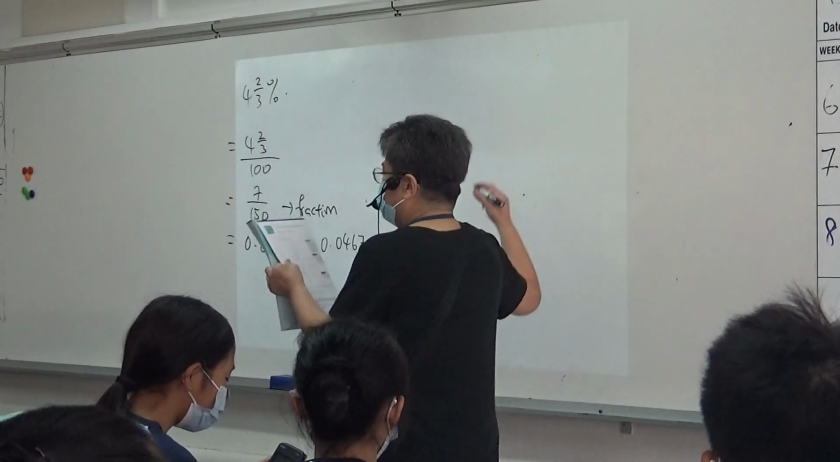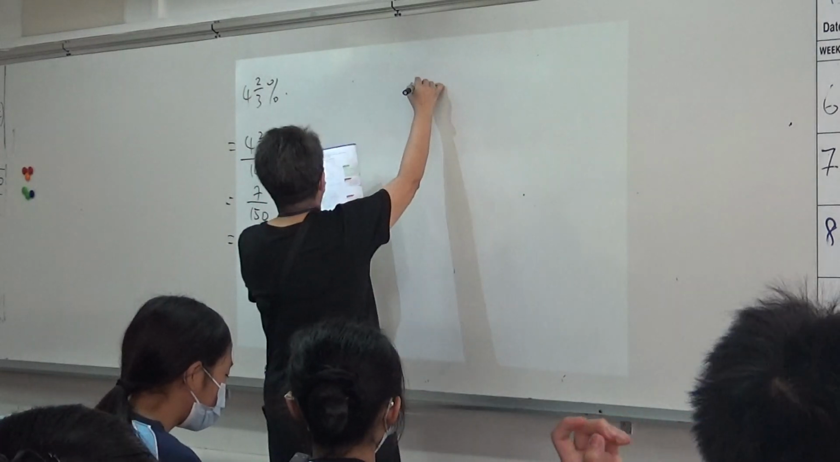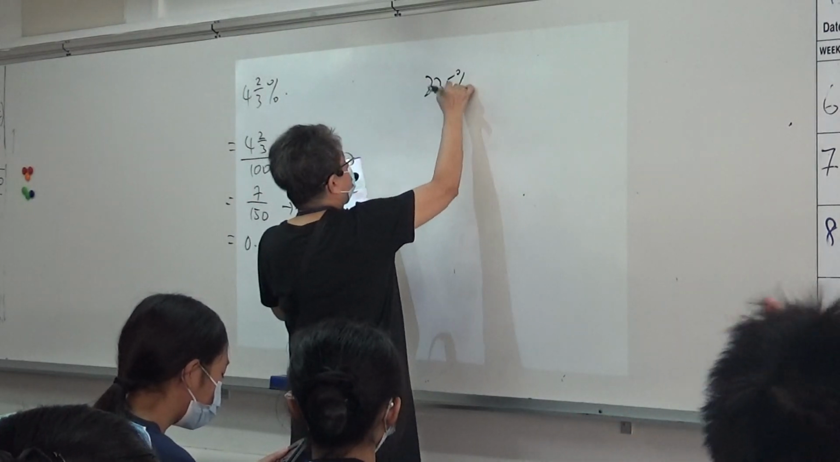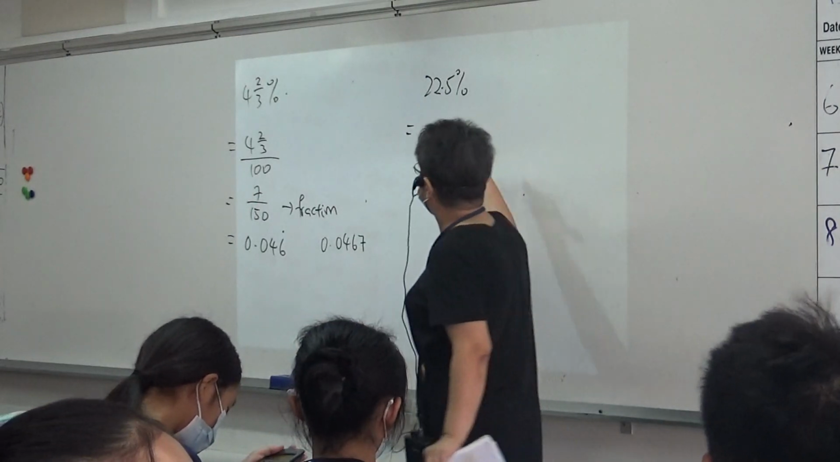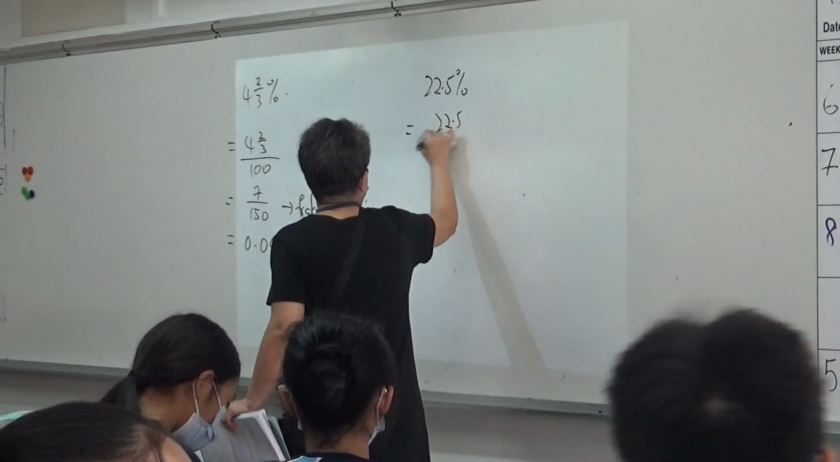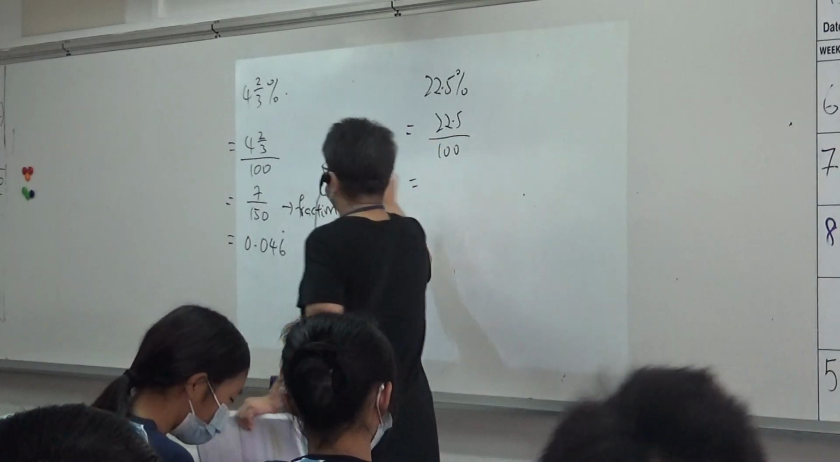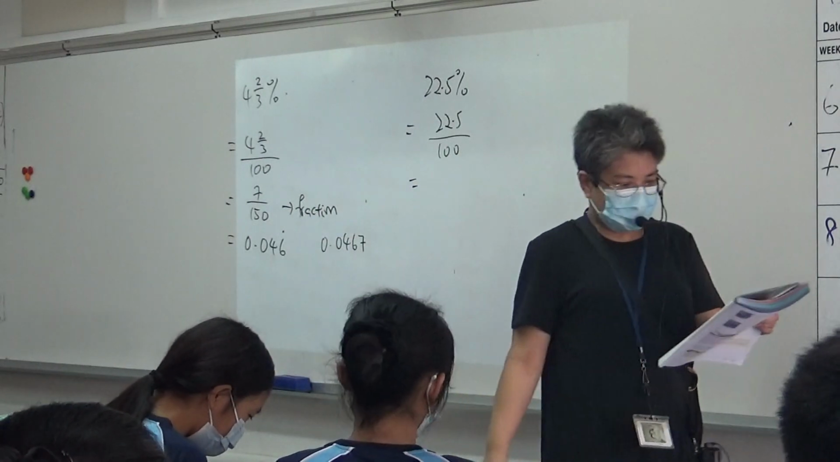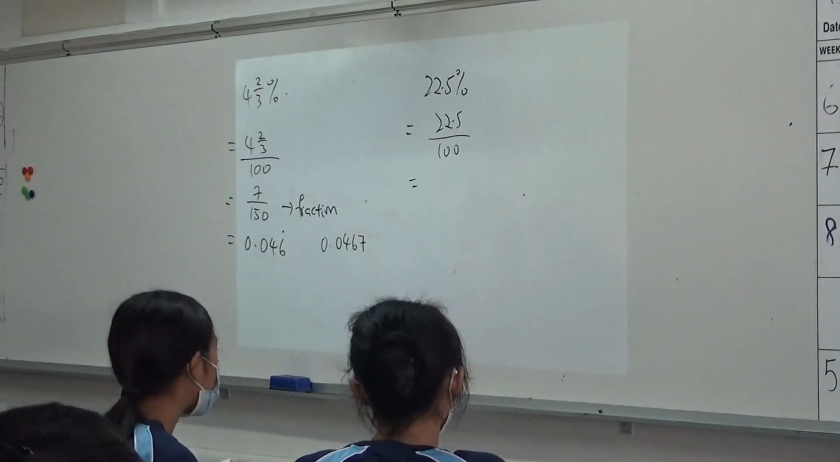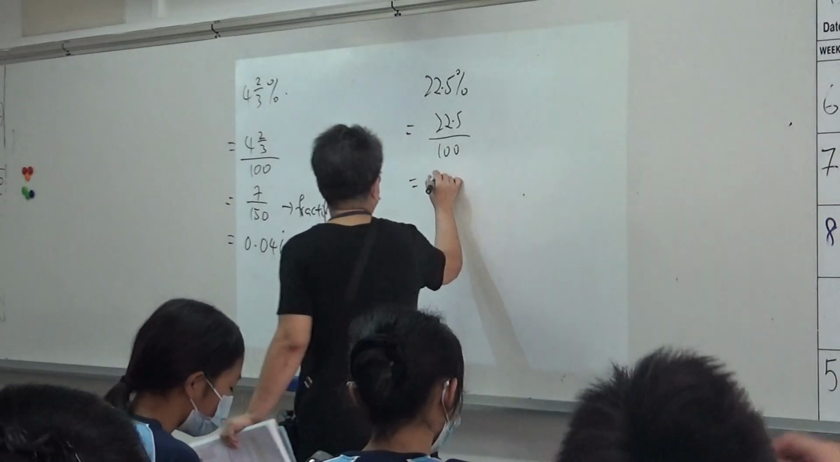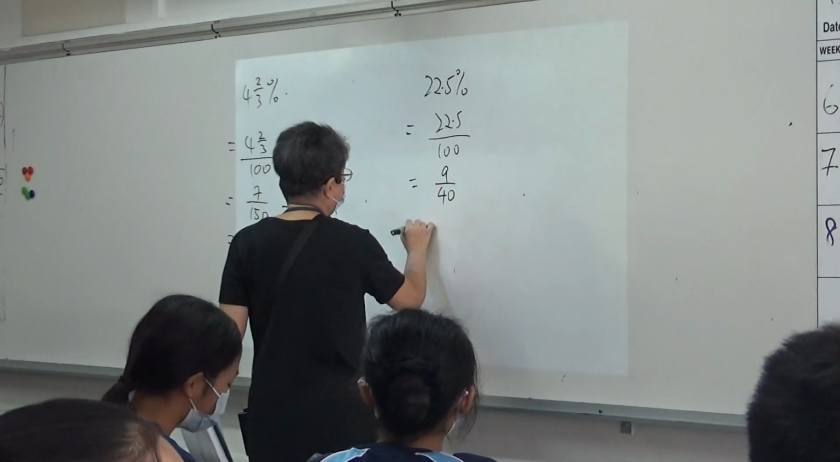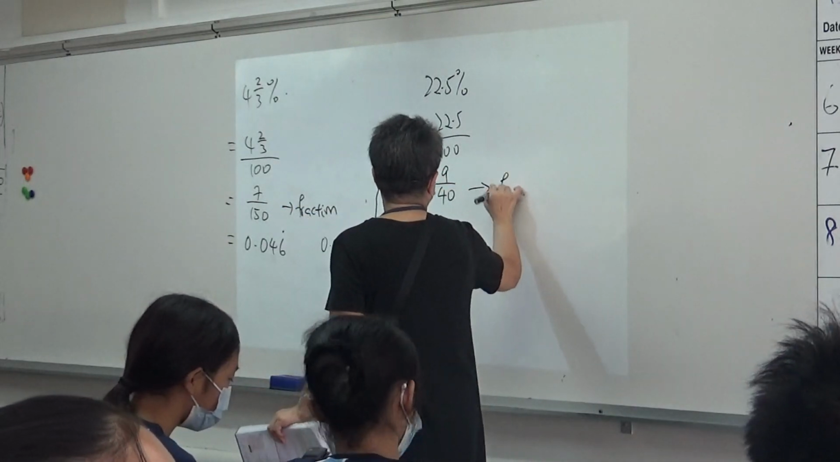Okay, let us look at part 2 now. How do I change this to a fraction? 22.5 over 100. Here, calculator. Don't look at me, my face got no calculator. 9 out of what? 40. Press again. What is it in decimal?